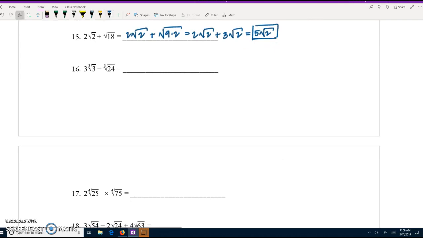Same idea with problem 16. I'm just fine to add things together that have the exact same cubic root, and then also need to have the same thing underneath the root. So the fact that this is a 3 and this is a 24 is a little bit of a problem. I know the cubic root of 3 is as simplified as it's going to get, but I can break apart the cubic root of 24 to be 8 times 3. And then from there, I can pull the 2 out in front because the cubic root of 8 is 2. So then I'll have 3 root 3 minus 2 root 3, which is just going to give me 1 cubic root of 3. And that's my final answer there.